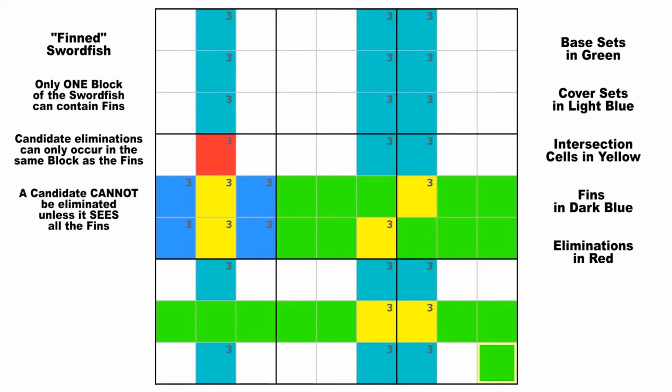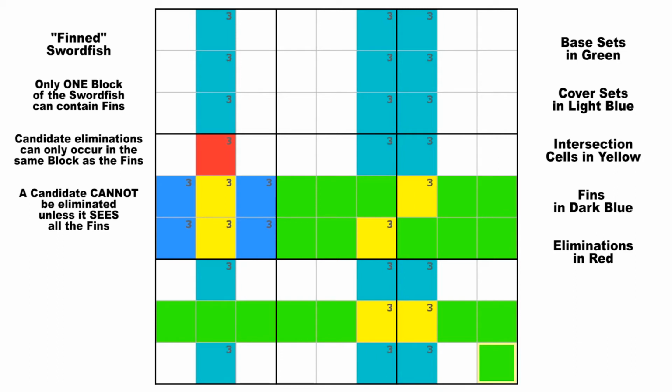And the last 2 rules kind of go together. Candidate eliminations can only occur in the same block as the fins. And number 6, a candidate can only be eliminated if it sees all the fins. That's really 2 ways of saying the same thing. The candidate to be eliminated must see all the fins, so it has to be in the same house. And if they're all in the same block, then that qualifies.